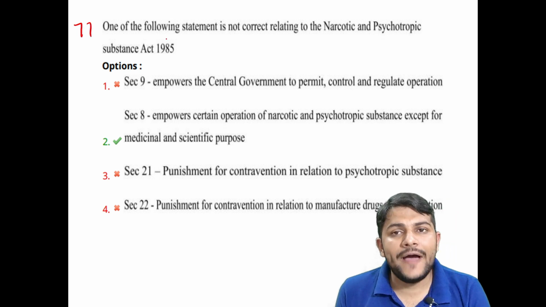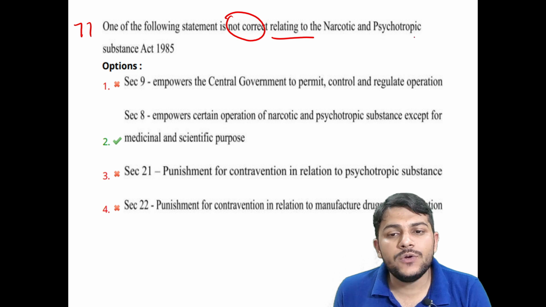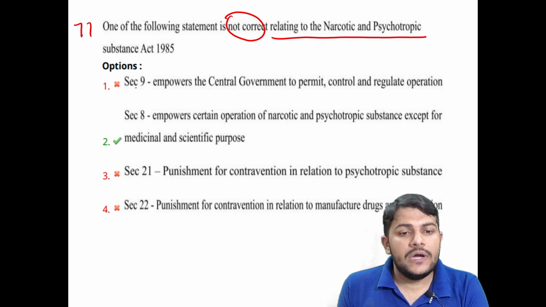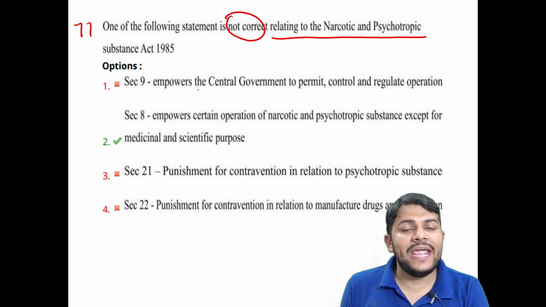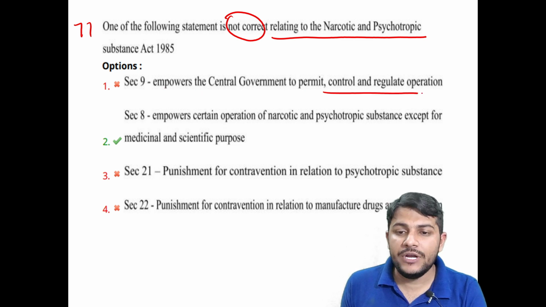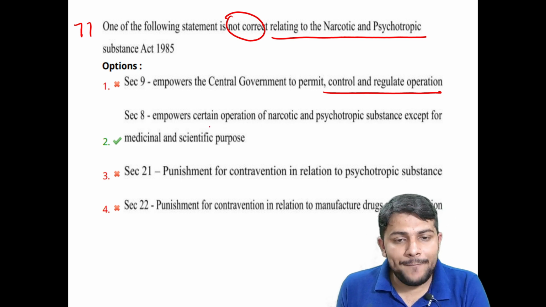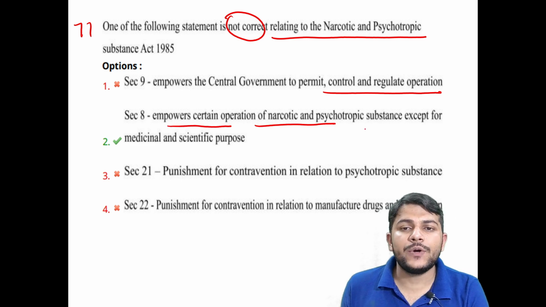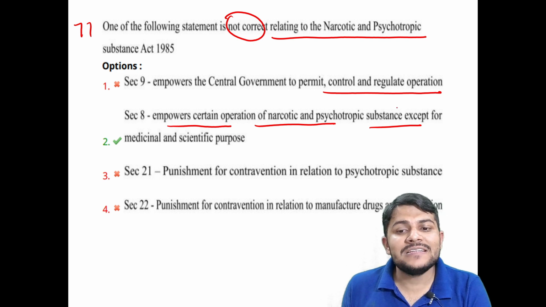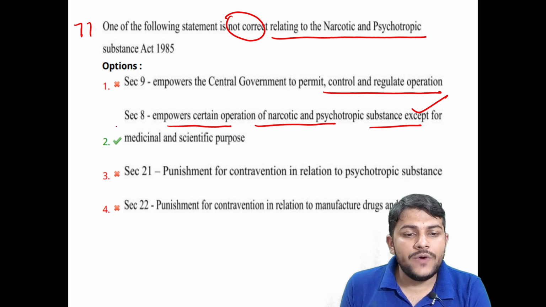We have to find out which of the following is not correct relating to the Narcotic Drugs and Psychotropic Substances Act 1985. The first statement: Section 9 empowers the central government to permit and control the regulation of operations. Yes, it is absolutely correct. Then it empowers certain operations of narcotic and psychotropic substances except for medical and scientific purposes? No, they are just regulating all these. They are just empowering all these factors.